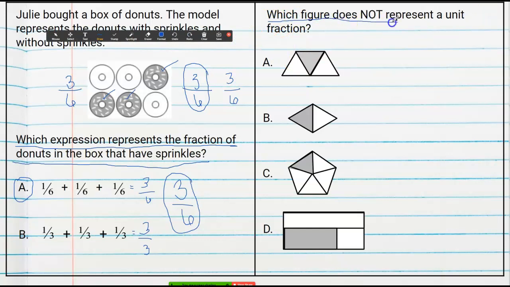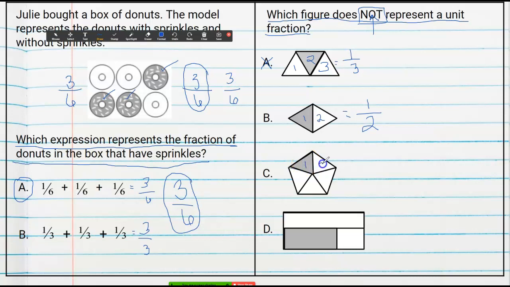Which fraction does not represent a unit fraction? So we're back at unit fractions, and it wants to know which one does not. So we're going to label these. 1, 2, 3. I have 3 total pieces, and 1 is shaded. So that is a unit fraction. 1 is in my numerator. But I want to know which one does not represent a unit fraction. Here I have 2 pieces, so that is my denominator, and one of those pieces is shaded, so I have 1/2.